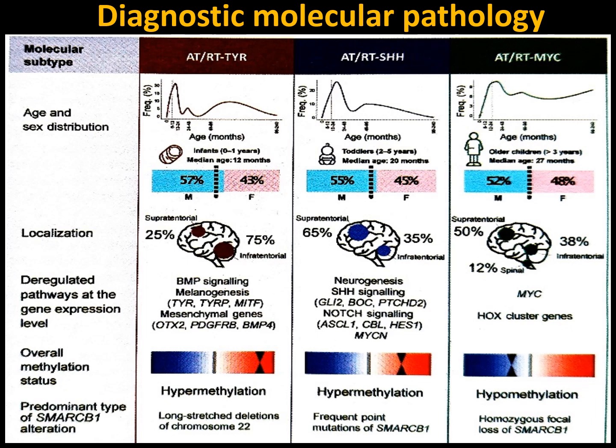ATRT-MYC is found in older patients, that is, median age is 27 months, and there is overexpression of the MYC oncogene, homogeneous broad loss of SMARCB1 with lower overall DNA methylation levels. Next group is the adult cellular ATRT, and this is a clinically distinct entity. However, DNA methylation is similar to the ATRT mixed subgroup.